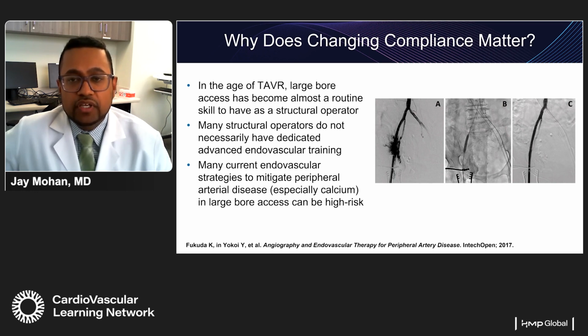If we don't adequately treat calcium, that has become a problem, and it's made us search for alternative accesses for TAVR: axillary, carotid, subclavian. But time and time again, data has shown that transfemoral TAVR is the preferred method to use for TAVR. So we need to develop methods to help us navigate this anatomy.